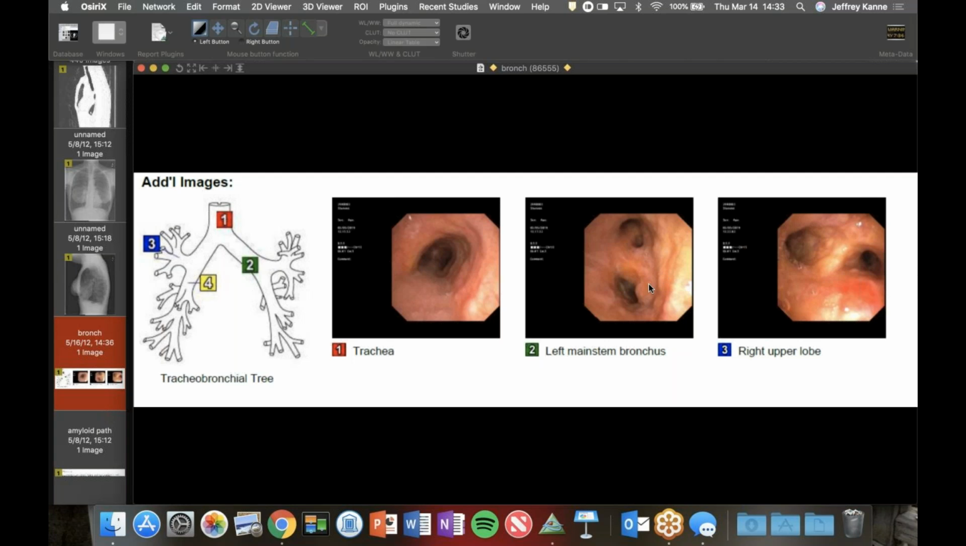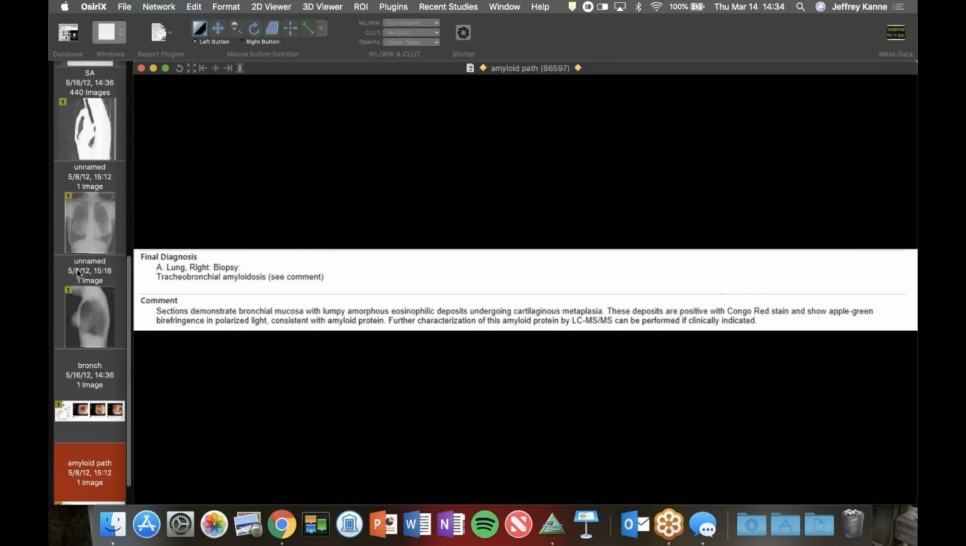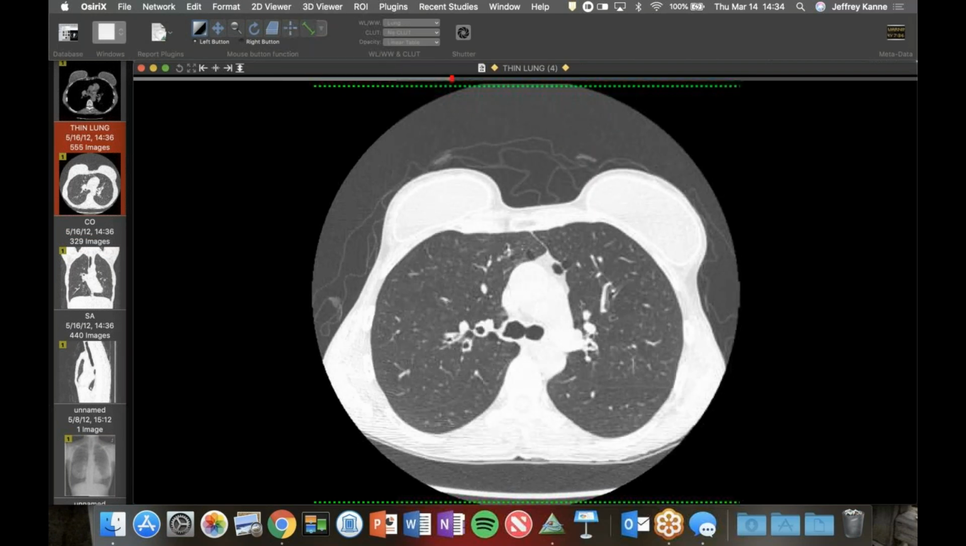You can see it also with Crohn's disease, where you get this cobblestoning appearance. They did a nice transbronchial biopsy, and you can see, I like the word, lumpy amorphous eosinophilic deposits undergoing cartilaginous metaplasia. And I think that explains some of the calcifications. And then, of course, it was Congo red positive, consistent with amyloid. They said they could do specific types of characterization, which I think they sent off but aren't back yet. But I've never seen a case of tracheobronchial amyloid with parenchymal involvement before.